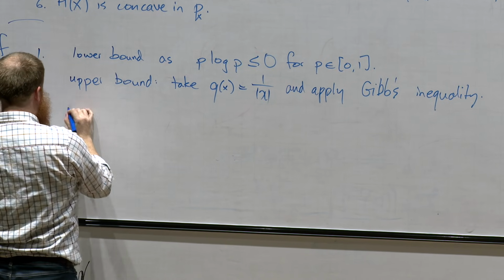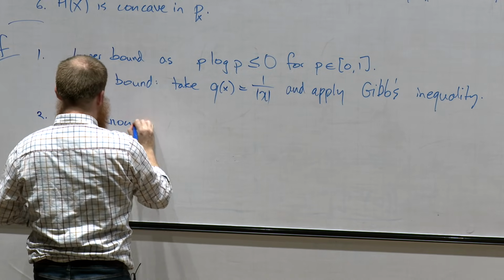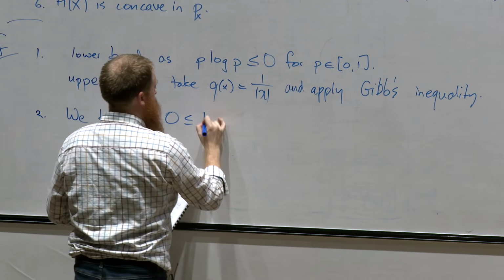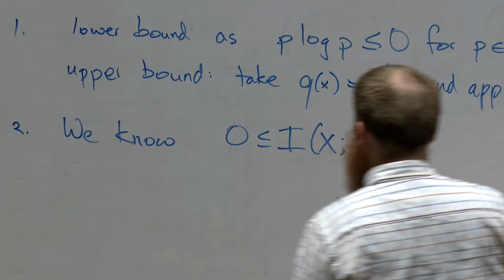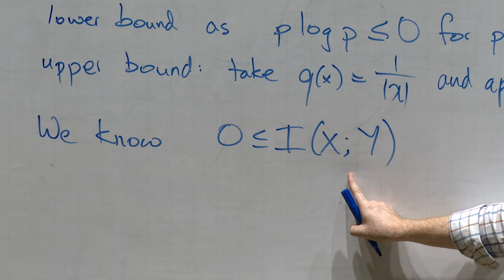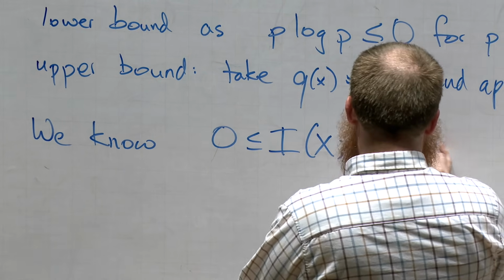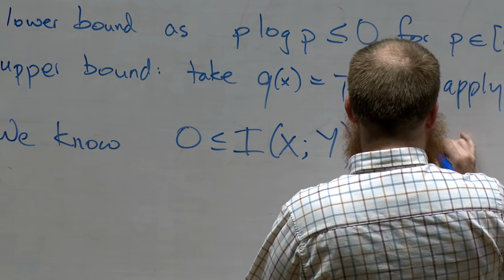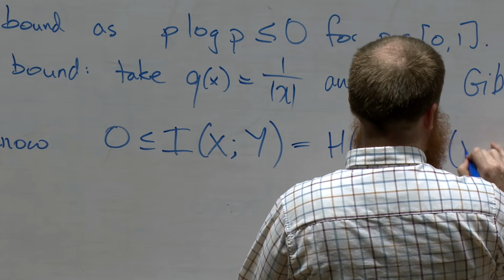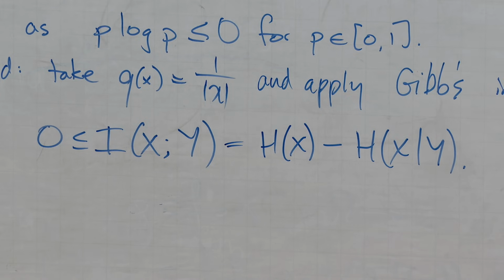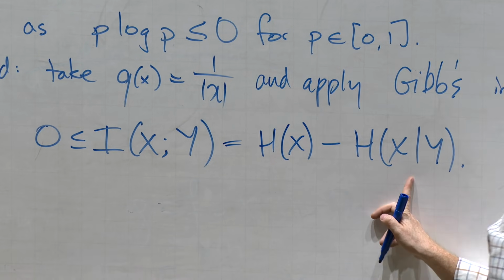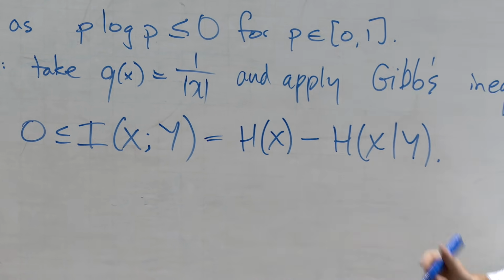We know that 0 is bounded by the information. We already proved this using a variant of Gibbs inequality. But we can write the information as h of x minus h of x given y. And we look at that for a moment and rearrange it, and that shows that the entropy must be bigger than the conditional entropy. Done.